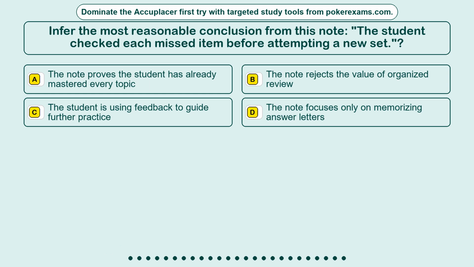Question 14. Infer the most reasonable conclusion from this note. The student checked each missed item before attempting a new set. Option A. The note proves the student has already mastered every topic. Option B. The note rejects the value of organized review. Option C. The student is using feedback to guide further practice. Option D. The note focuses only on memorizing answer letters.